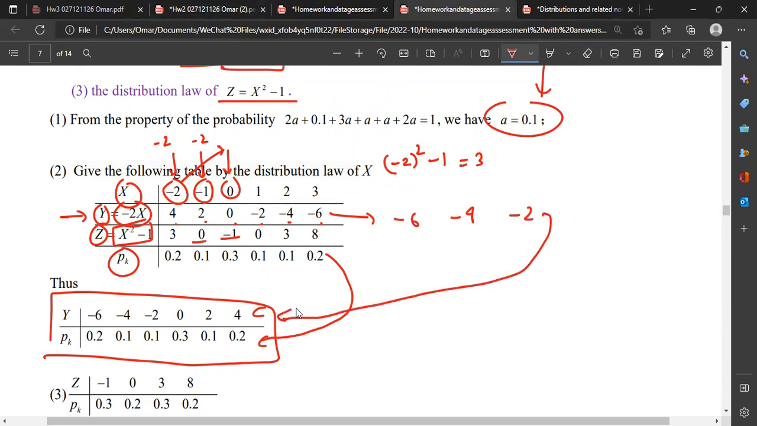And then for z, take the value from z and write it down here, and take the probability and write it down here. Okay, so this is very simple. Just rearrange them and write them here.